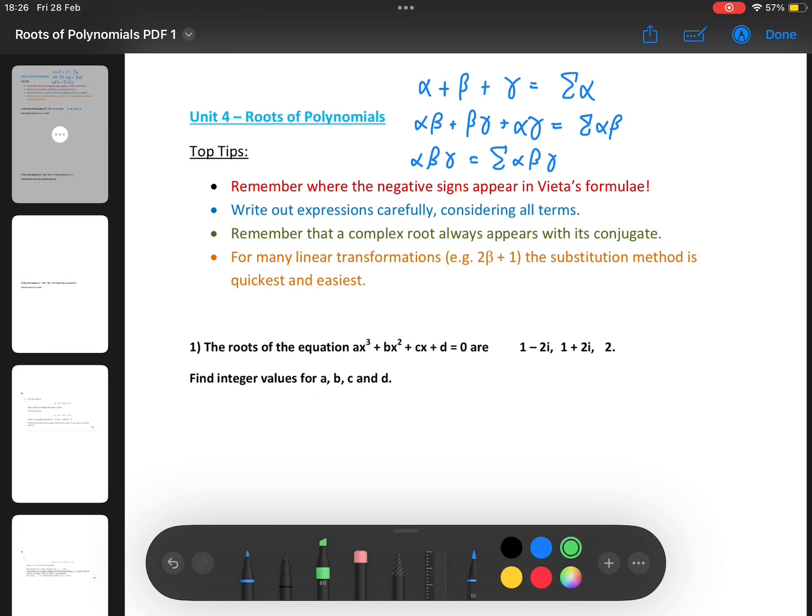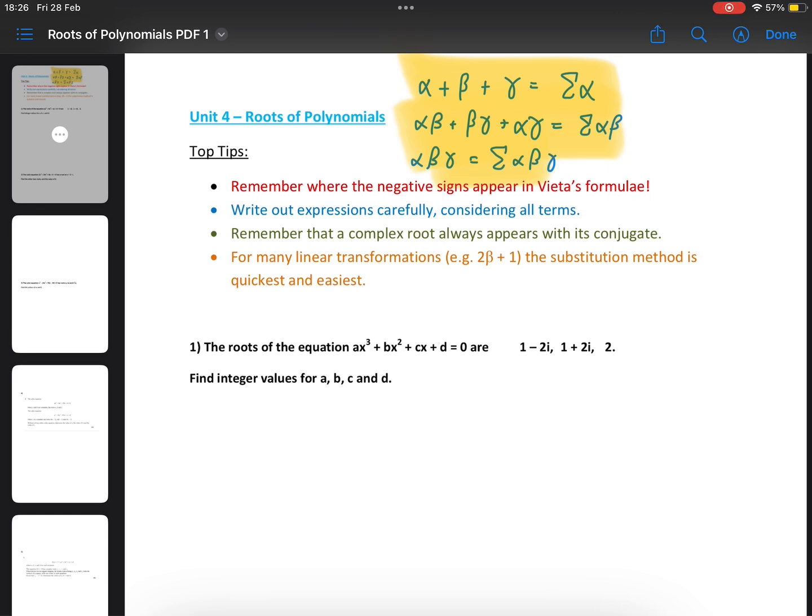So that's the notation. I'll leave that up at the top. And top tips then. The first one is to remember where the negative signs appear in the roots of polynomials formulae, because when we have cubics and quartics, the sum of the alphas and the sum of the alpha beta gammas will always be the negative of the coefficient ratio, and you need to remember that alternating pattern. Secondly, write out the expressions carefully when you're expanding.